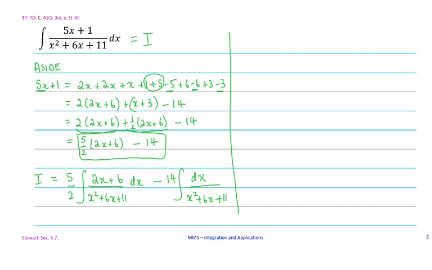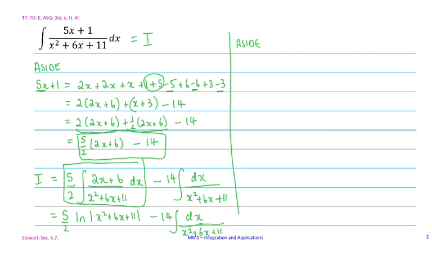Now this part here becomes easy to integrate, because that's actually f dash x over f x. So we've got 5 over 2 ln x squared plus 6x plus 11, minus 14 times the integral of dx over x squared plus 6x plus 11. But now we have the second part. So let's do another aside. I'm going to call it aside 2.